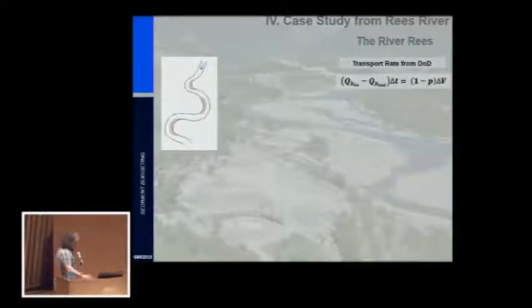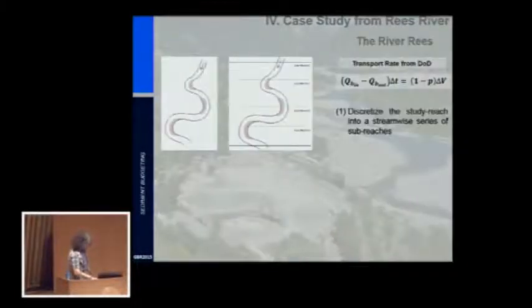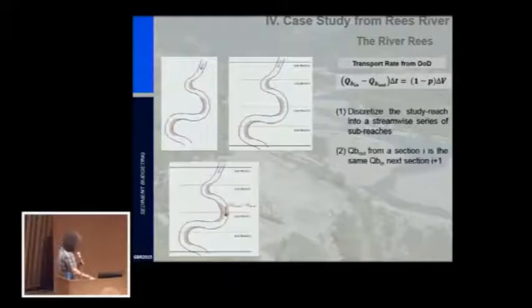So for the sediment budget, we have the study reach. You see here the study reach is almost 3 kilometers in length. And then what we will do is we discretize this study reach into different subsections. And then, of course, the sediment flux coming out from one subsection, from one subreach, is the same that comes into the next reach.